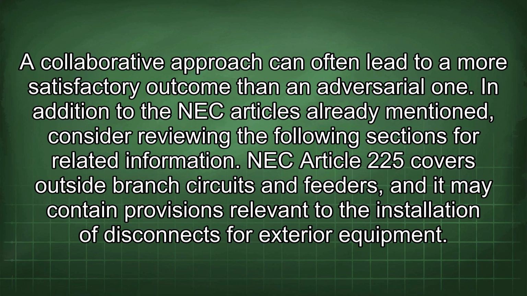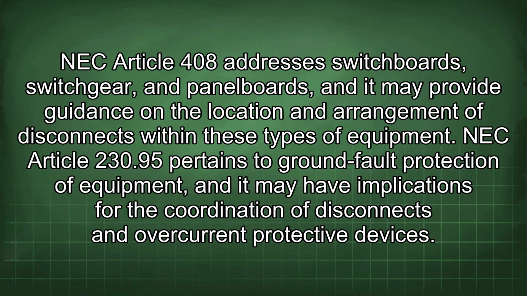In addition to the NEC articles already mentioned, consider reviewing the following sections for related information. NEC Article 225 covers outside branch circuits and feeders, and it may contain provisions relevant to the installation of disconnects for exterior equipment. NEC Article 408 addresses switchboards, switchgear, and panel boards, and it may provide guidance on the location and arrangement of disconnects within these types of equipment. NEC Article 230.95 pertains to ground fault protection of equipment, and it may have implications for the coordination of disconnects and overcurrent protective devices.